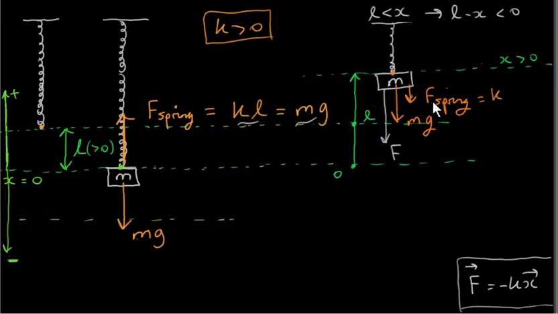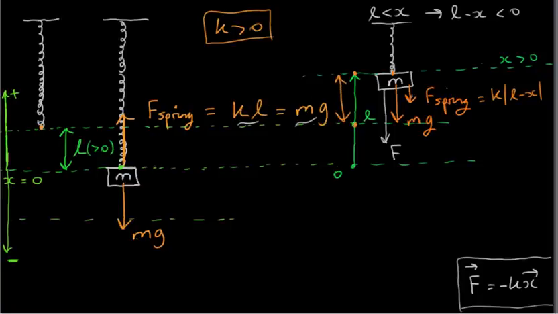We know by Hooke's law that the magnitude of F spring is the spring constant K, which is positive, times the magnitude of L minus X. So L minus X, as I said before, is the distance between point L and point X. So this distance here is the extension of the spring, or the compression of the spring in this case. The spring is not extended, it's actually compressed. It's compressed by this amount here.